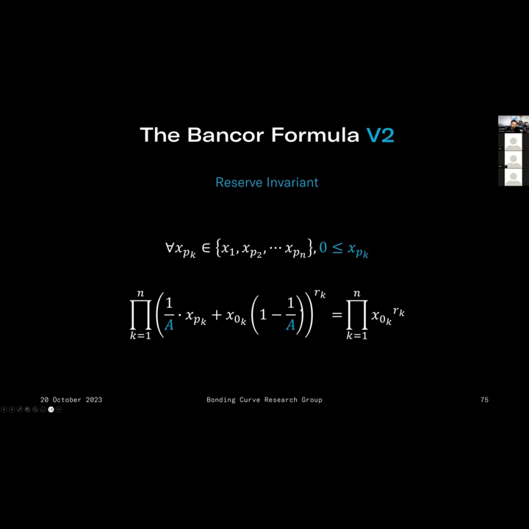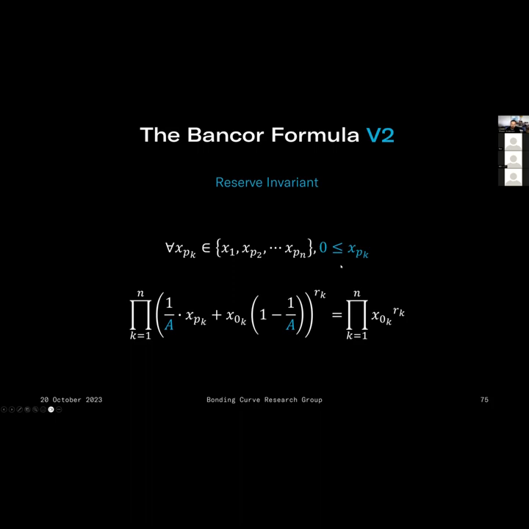The other terms I don't think are too difficult to understand. XPK means what it did before, right? This is just the real token balance of our liquidity system. The difference is that it used to be the case where this number cannot be zero, right? It had to be a number greater than zero.